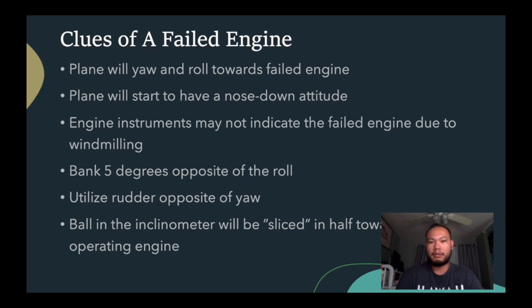If you look at the inclinometer, there's a ball in the middle and two lines. The ball should be sliced on the right side if the failed engine is on the left.